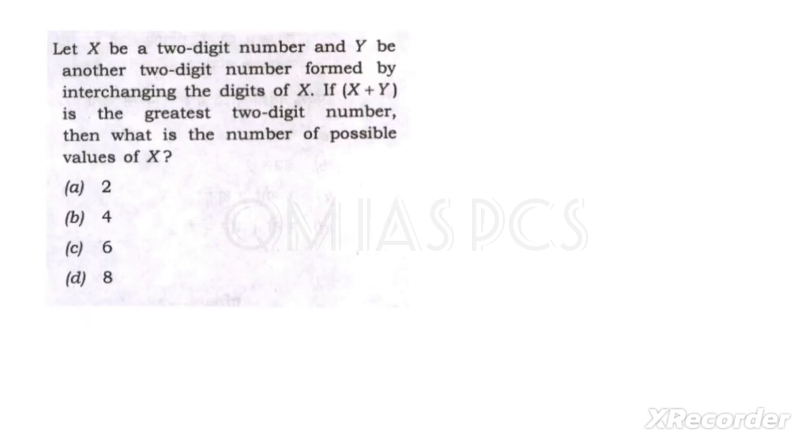So this is our first question. Let x be a two-digit number and y be another two-digit number formed by interchanging the digits. See, we have to underline a few things. X is a two-digit number. Y is also a two-digit number, but it is formed by interchanging the digits. Now tell me, what is the topic? Topic is representation of a digit, that is expanded form.